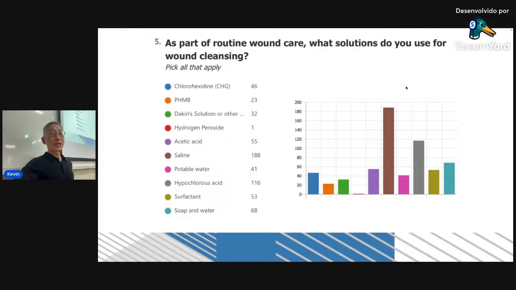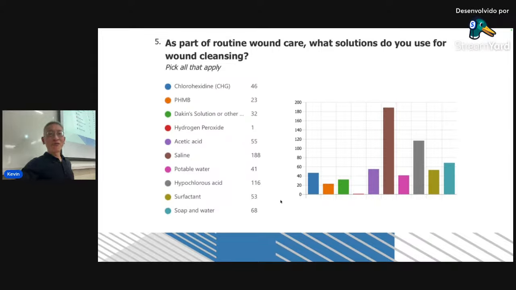And no big surprises here. The most common solution used for cleansing is saline solution. What surprised me is following that option, the second popular choice is the use of hypochlorous acid solution. Now, this study is promoted by a company that manufactures hypochlorous acid at the same time. So perhaps the sample size is slightly biased. That's why we see the hypochlorous acid being the second choice.